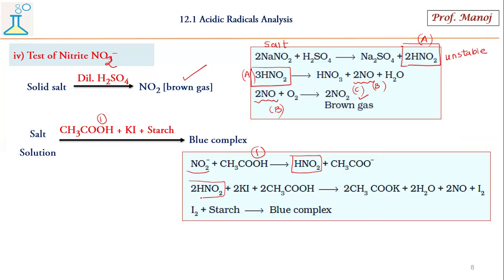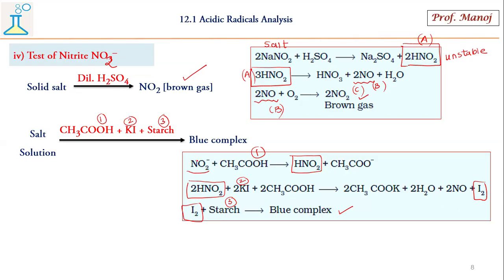This HNO2 now reacts with reagent number 2, that is KI, and converts itself into iodine. This iodine now combines with reagent number 3 and produces a blue colored compound. See if you have understood all the things.